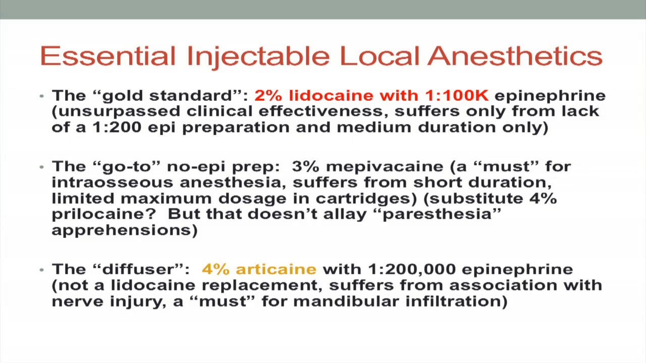The go-to no epinephrine preparation, which is 3% bupivacaine, and this is a must for intraosseous anesthesia, although this suffers somewhat from short duration and limited maximum dosages in cartridges. Finally, you should include the diffuser, or 4% articaine with 1 to 200,000 epinephrine, which is not necessarily a lidocaine replacement, and it does suffer somewhat from association with nerve injury, although that is debatable, and it is certainly a must-have for mandibular infiltration.